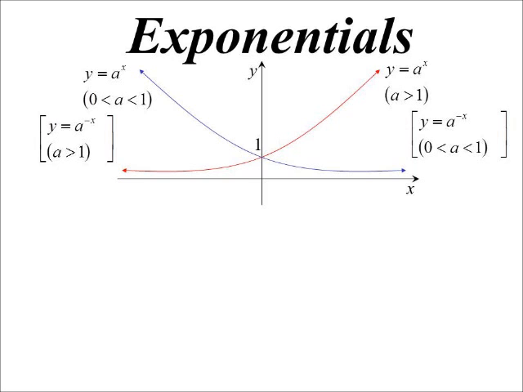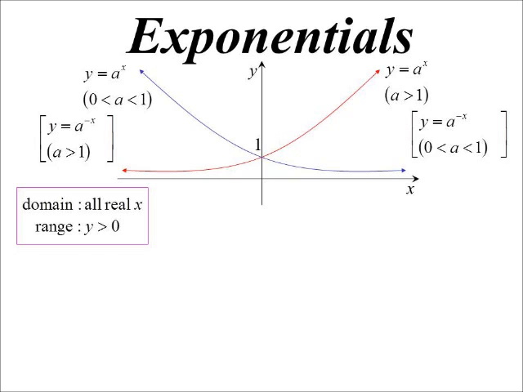So they are the same graphs, but they could have different equations depending on the base. The most common one that we see would be that red one. That's pretty much the standard one we look at. Domain, well, we can see from our graph there's no breaks in it. It's a nice continuous graph, or real x. And the range is y is greater than 0.